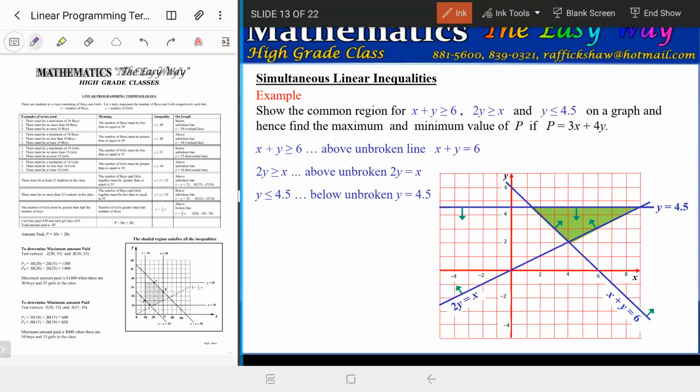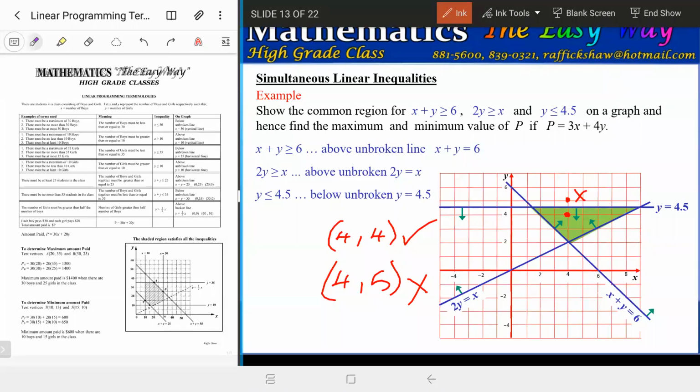I might ask a question like, is the point 4 a valid point? 4, yes. 4 is a good to go point because it is inside the region. But is the point 4.5 valid? 4.5 would be right here. That's outside the region. So no, that's not valid.